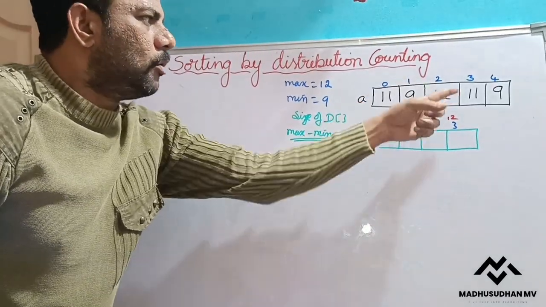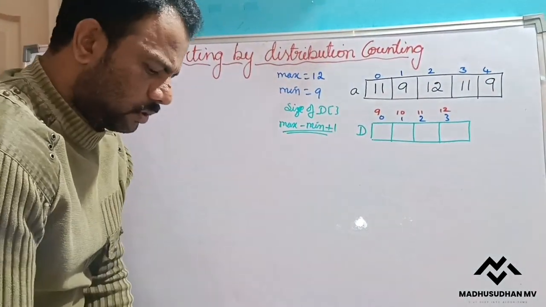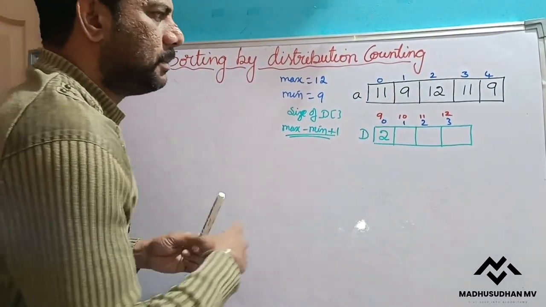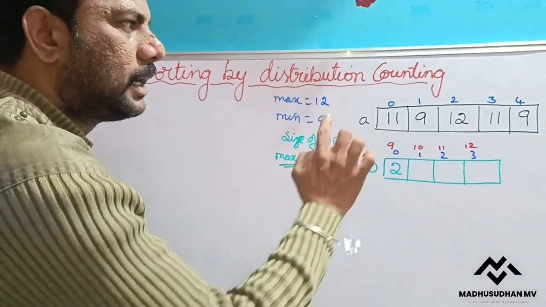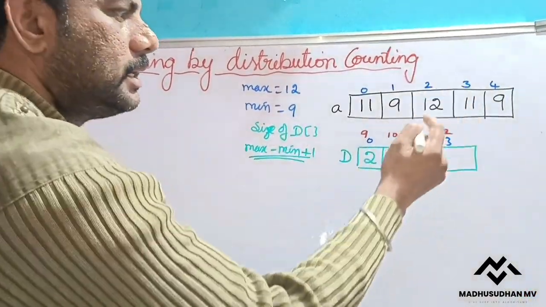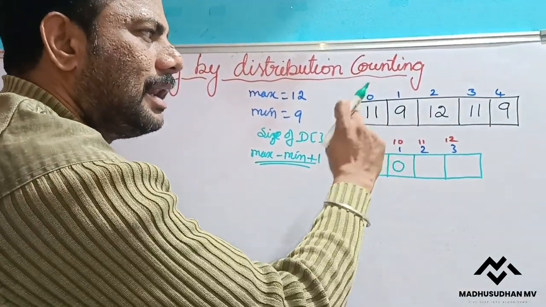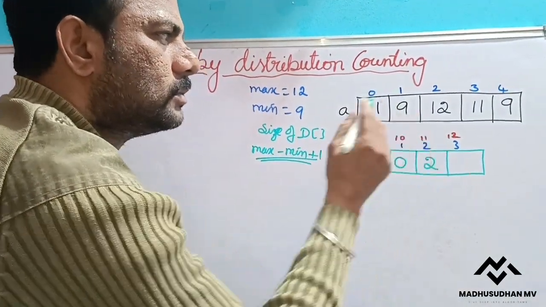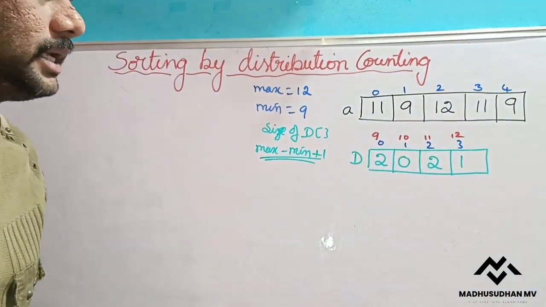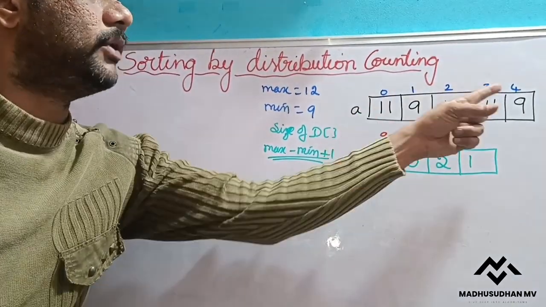Now check how many times 9 occurs in this one. 1, 2, two times. So the count of 9 is 2. That means 9 occurs twice. Next number is 10. How many times does 10 occur? There is no 10 here, so 0. Next, 11. How many times does 11 occur? 2. Next, 12. How many times does 12 occur? 1. So totally, 2 occurrences of 9, 0 of 10, 2 of 11, and 1 of 12.